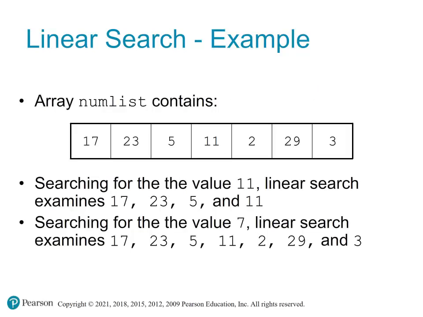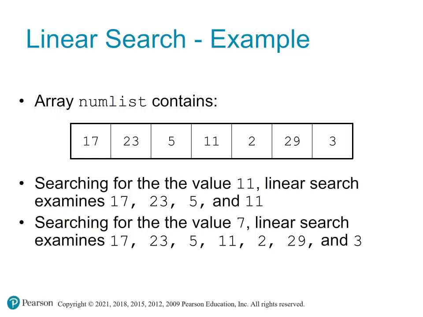Let's illustrate the linear search algorithm with an example. Consider an array numlist containing the numbers 17, 23, 5, 11, 2, 29, and 3. If we are searching for the value 11, the algorithm will examine the elements 17, 23, 5, and finally 11. At this point, it finds the target value and stops.